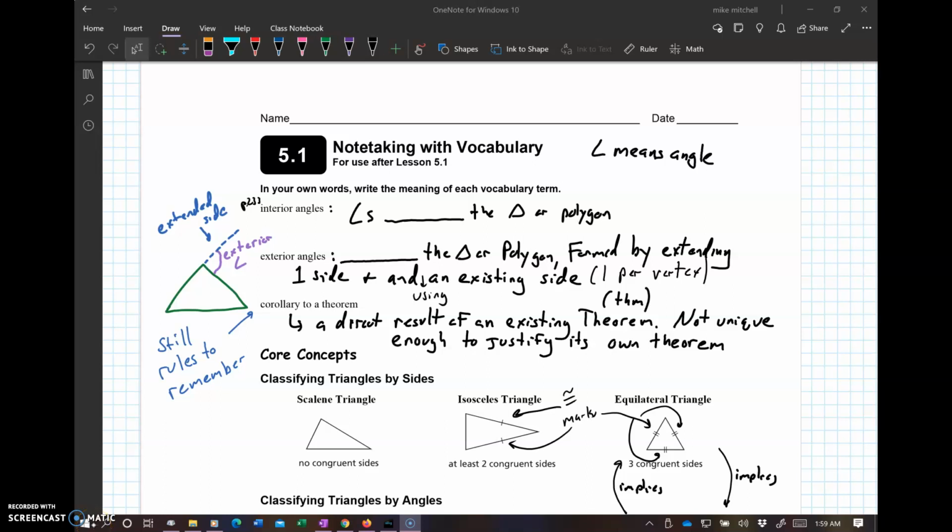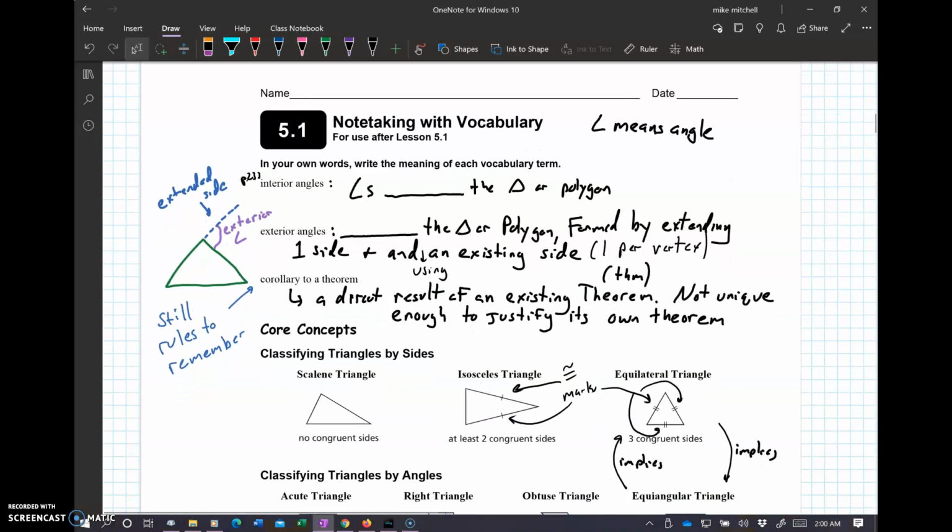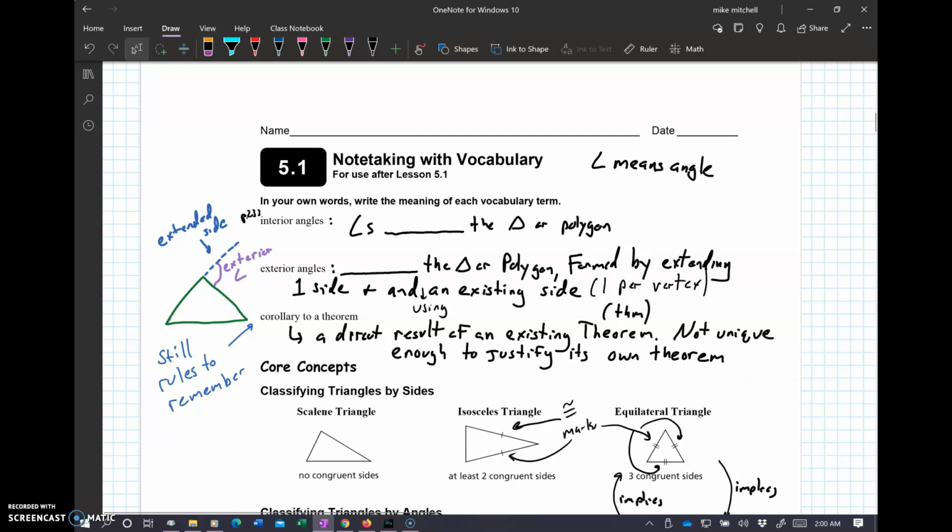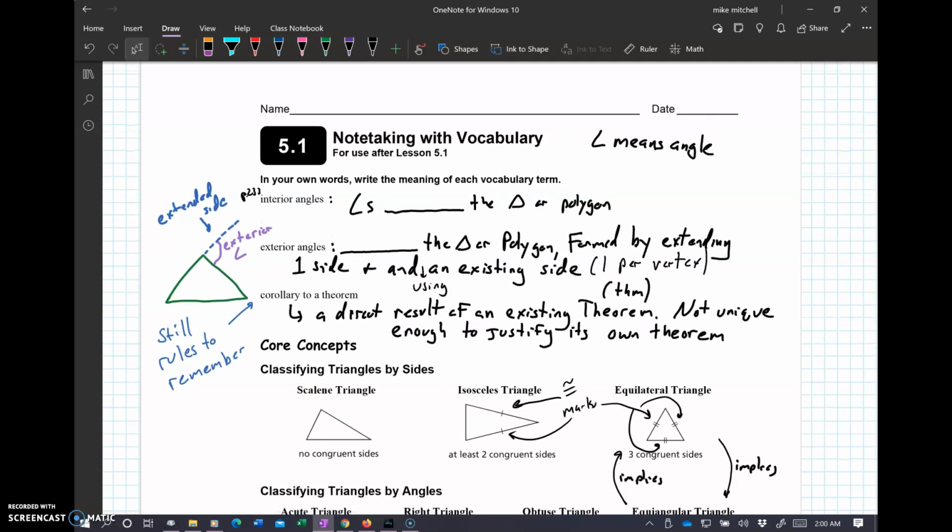Hey there, 5.1, Angles of Triangles, the Journal, Vocab, Notes, Practice. Getting into triangles. Triangles are really big in geometry. They're strong shapes, they're rigid, and they get used a lot in engineering.